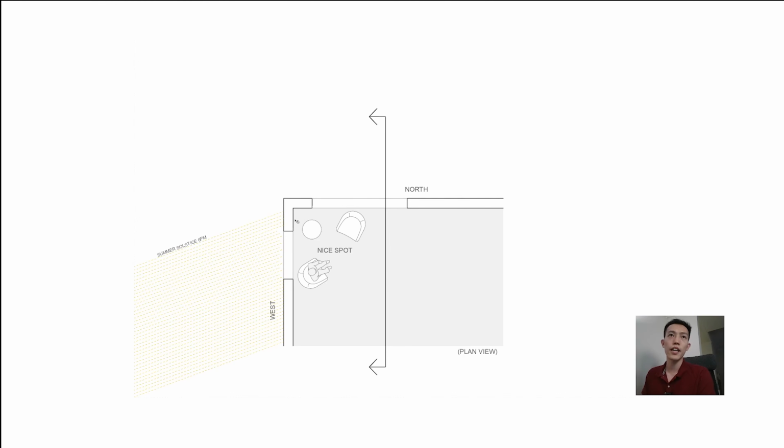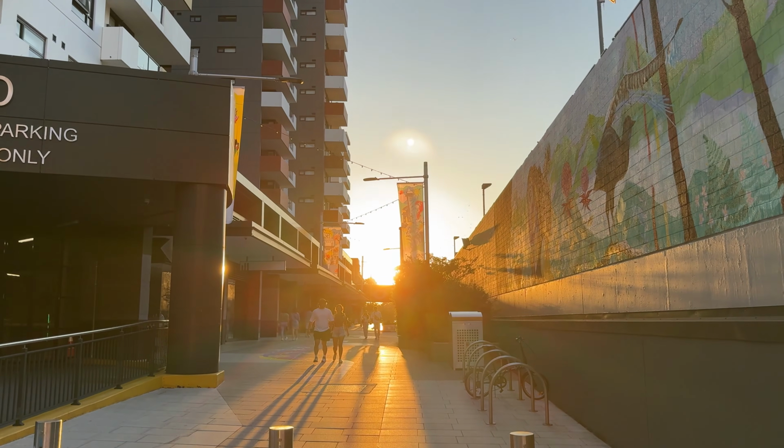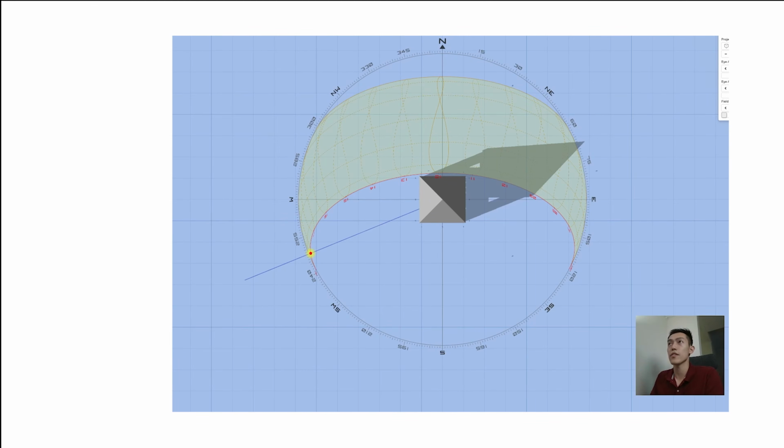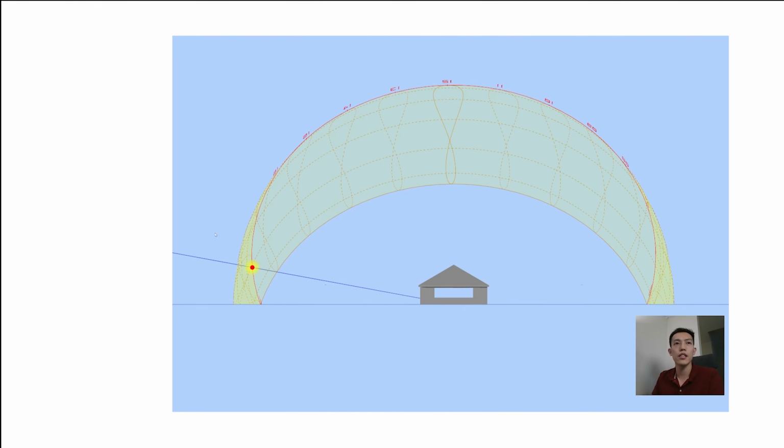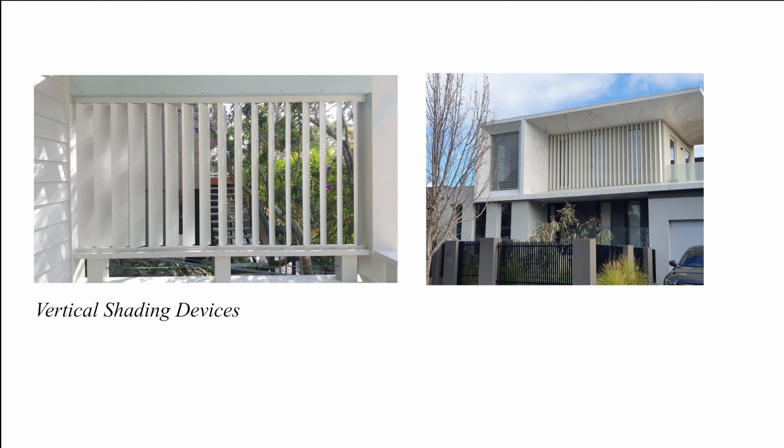However, on the western side, it's a bit more tricky to shade from the summer sun. That's because in the afternoon around 6 o'clock, the sun gets really low. Let's have a look at this on the side-on view. See how low that sun is? You actually need a large overhang to be able to block all that sun out. So that's where vertical shading devices come in.